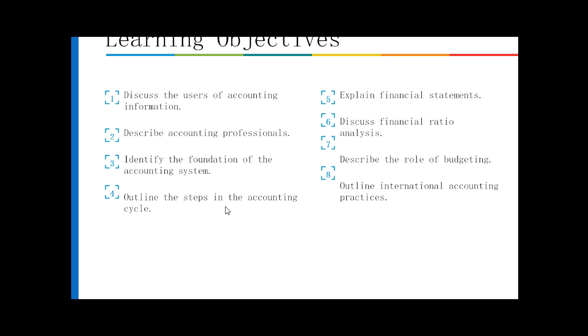We're going to explain what financial statements are, what they do, and do some financial ratio analysis and the role of budgeting. Again, we're going to do an overview of all of these different topics, great and interesting topics. Nevertheless, we're not going to get so deep into them. Therefore, just understand the limitations of what we're going to go over. We're not going to go over every minute detail of accounting.